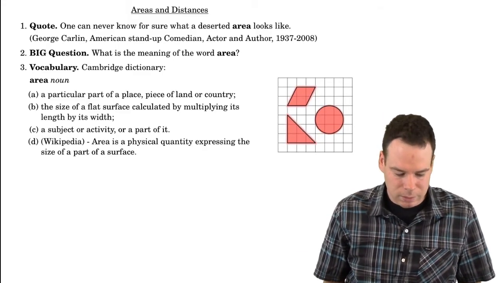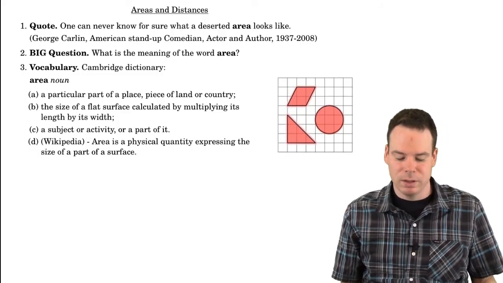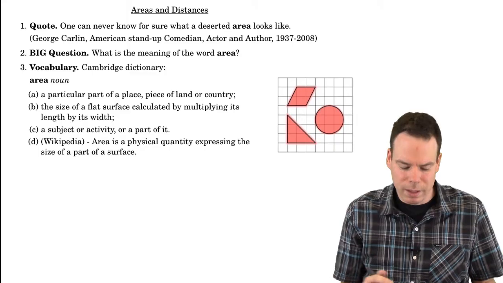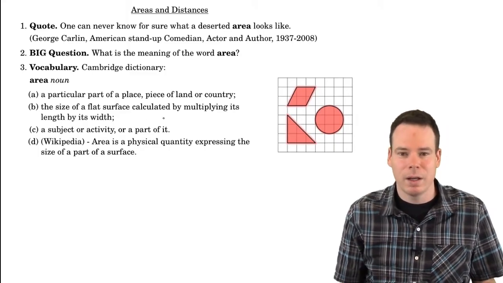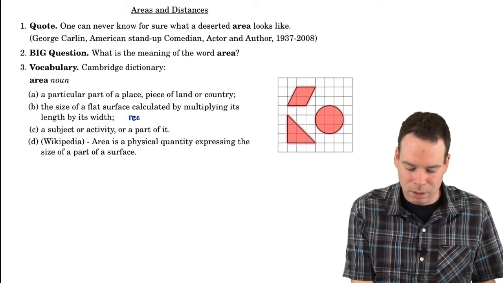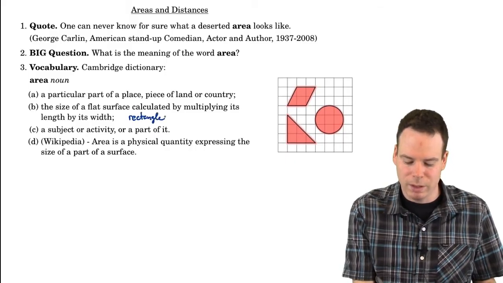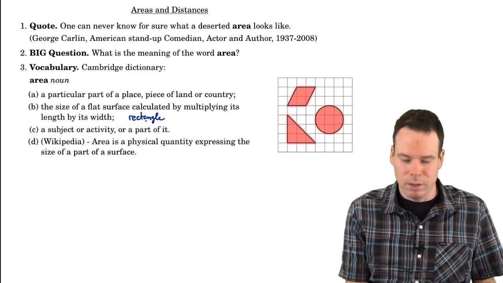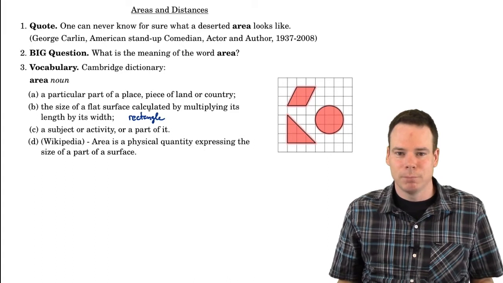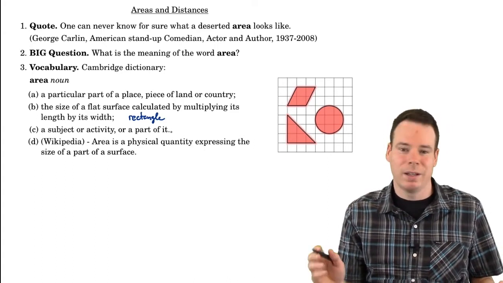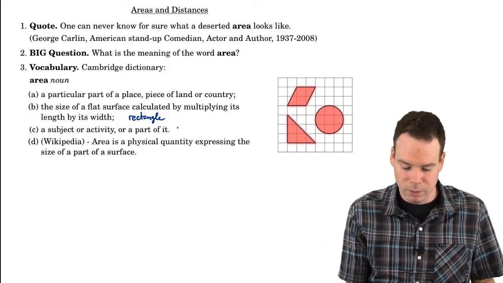So let's look at the second definition. The size of a flat surface calculated by multiplying its length by its width. Oh, okay, so this is getting more to the point of what area is in terms of how we calculate it, but this is still not quite what we want because this is only talking about a rectangle. The area is the length times the width. Okay, so what about other regions? What are their areas? Well, part C, a subject or activity or part of it. Okay, that's not even close to what we want in terms of the term area.